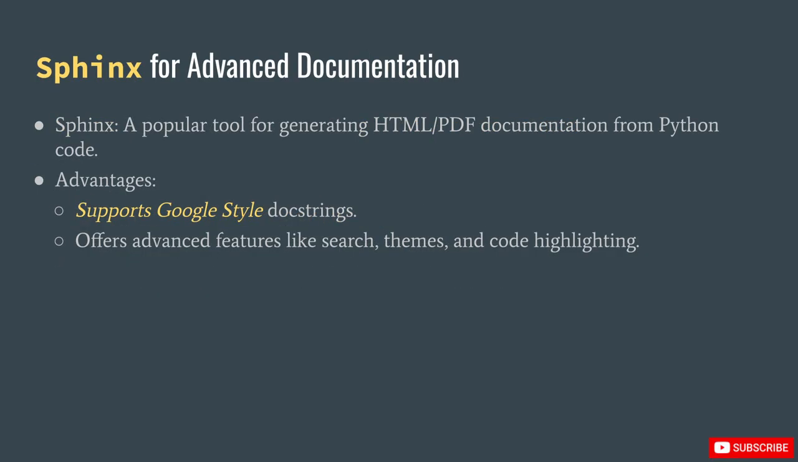For more advanced documentation, you can use Sphinx, a popular tool for generating HTML or PDF documentation from your Python code. Sphinx supports Google-style docstrings, making it a great choice for maintaining clean, consistent documentation. It also offers advanced features like search functionality, customizable themes, and code highlighting, which can greatly enhance the user experience and usability of your docs.